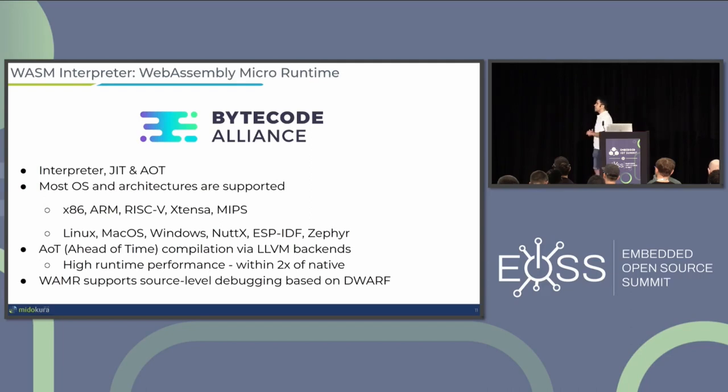There are several WASM interpreters. The one that we chose is WebAssembly Micro Runtime, which is part of the Bytecode Alliance. This runtime can run as an interpreter, just in time, or ahead of time. The OSs and architectures supported are very varied, like x86, ARM, RISC-V, and operating systems, even Zephyr. And the ahead-of-time compilation provides fast execution that, for some computationally expensive applications, is within 2x of native.